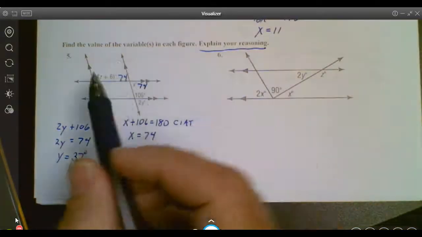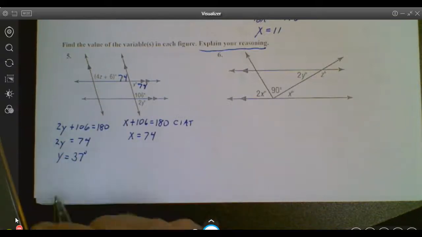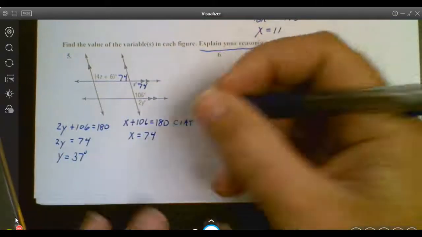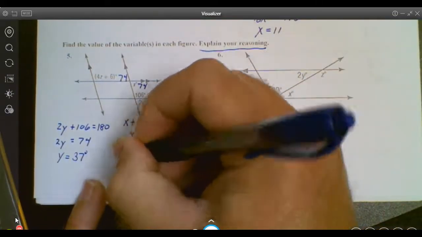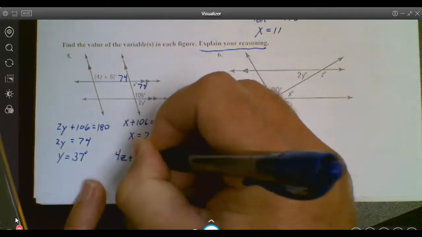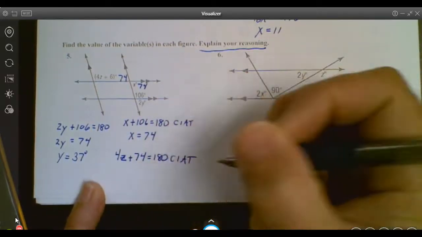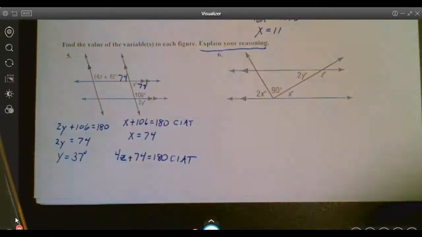But now I can say, well, looking at these, I know that this plus this equals 180 because these are now consecutive interior angles. And so now I could say that 4z plus 74 adds to 180 because of consecutive interior angles theorem. So you might, on occasion, have to fill in other information to get what you need. And then you could finish solving that one on your own with some algebra. Let me move on to the last example.